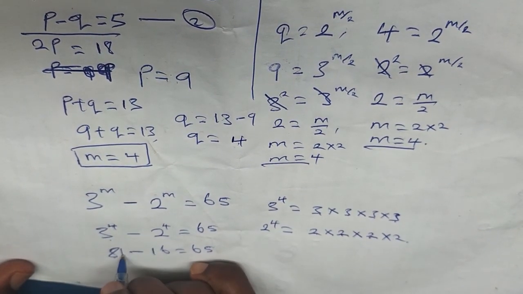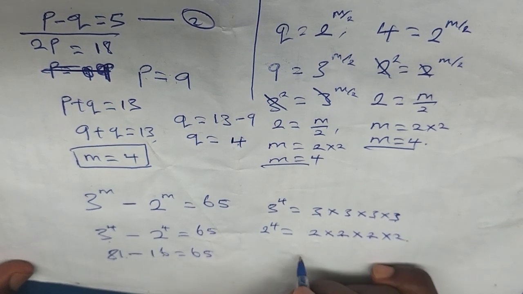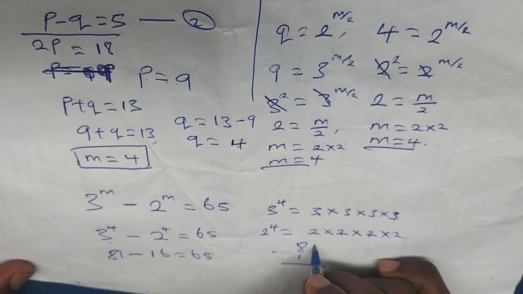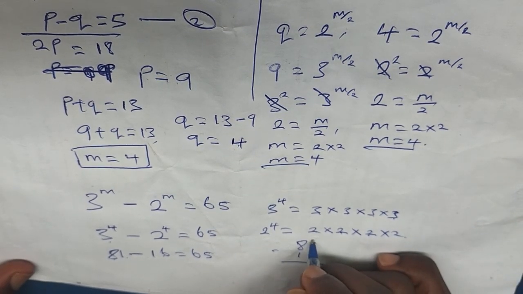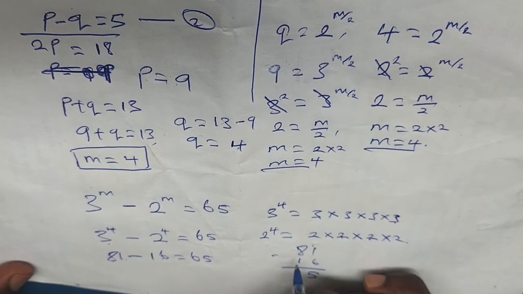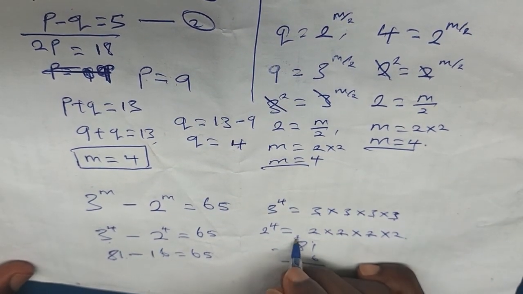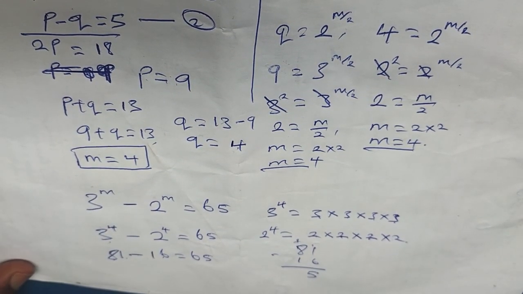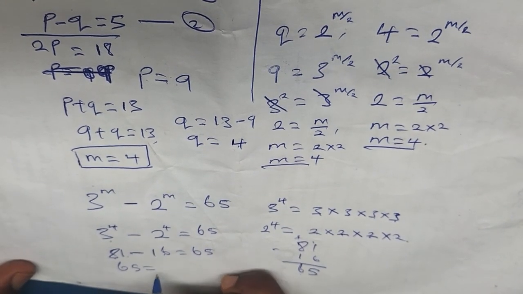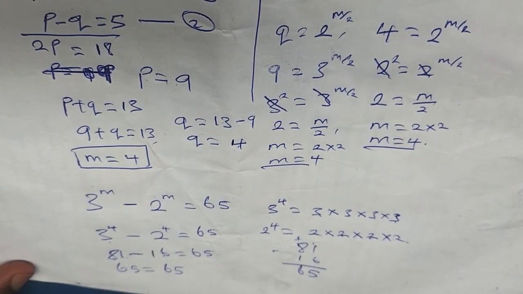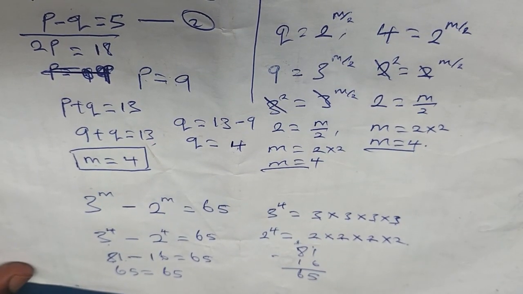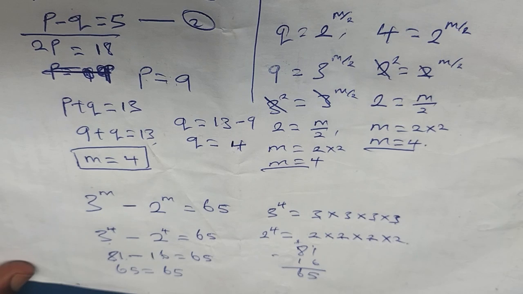So 81 minus 16. We can do that here. 1 minus 6 cannot, we borrow 1 from it. We are having 11. 11 minus 6, we are having 5. So we are having 7 remaining here. 7 minus 1 is going to give us 6. So we are having 65. So 65 is equal to 65. So by the time we substitute m equals 4, it gives us 65 is equal to 65. In other words, the value of m is correct.